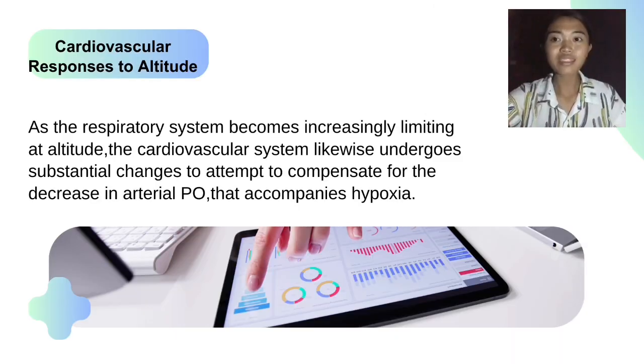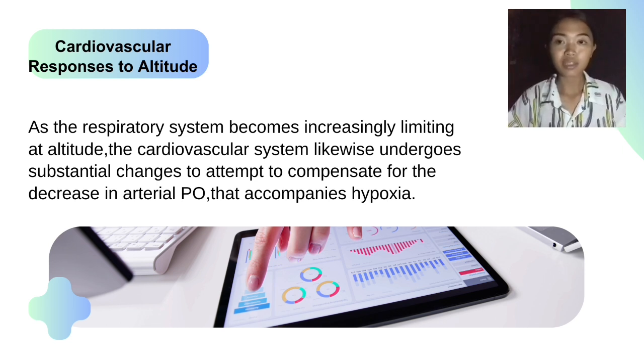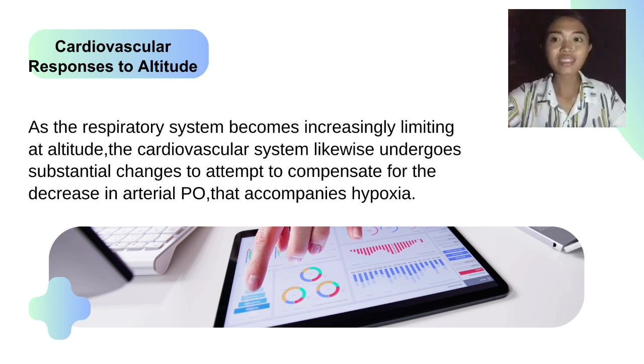And the next is our cardiovascular responses to altitude. So as the respiratory system becomes increasingly limiting at altitudes, the cardiovascular system likewise undergoes substantial changes to attempt to compensate for the decrease in arterial PO2 that accompanies hypoxia.